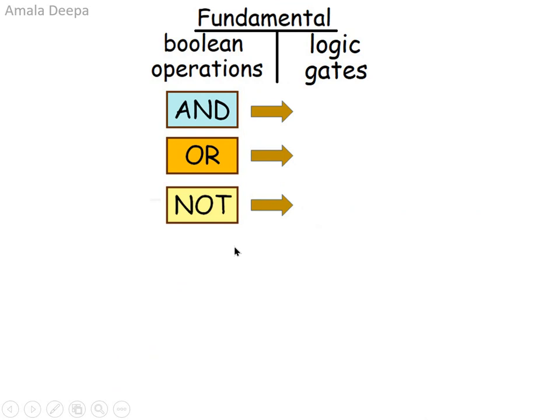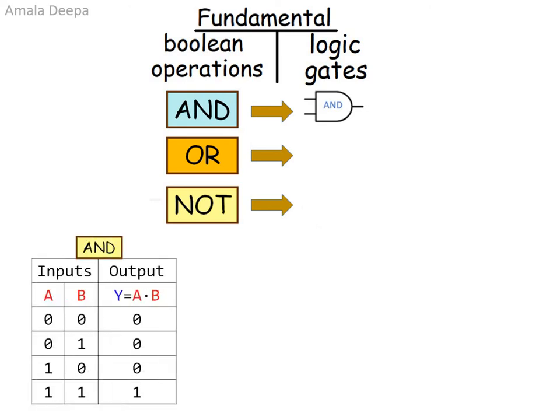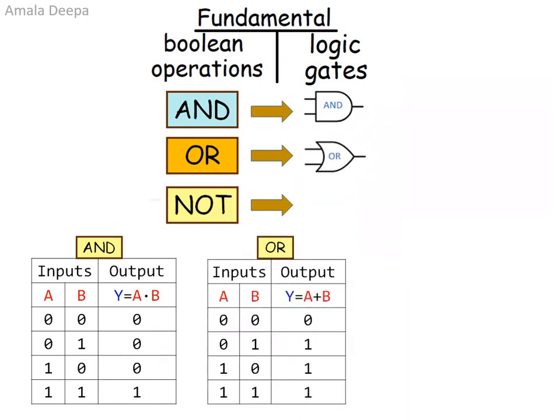So there are three fundamental Boolean operations, AND, OR, and NOT, and their corresponding logic gates and truth table are as follows. So this is the AND gate and the AND truth table, OR gate and its truth table, NOT gate and its truth table.